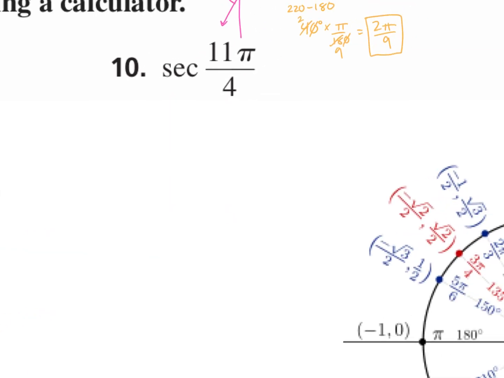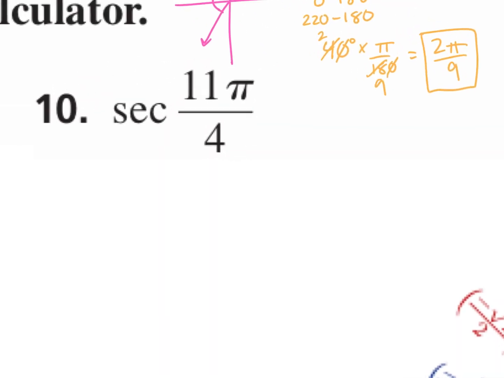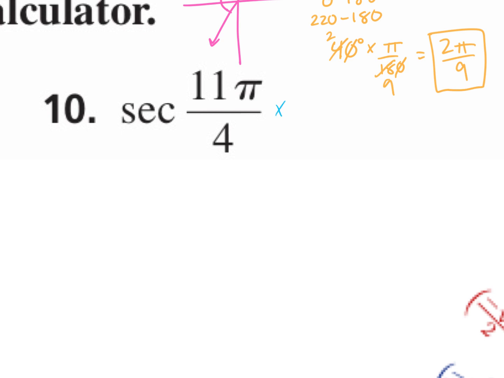So let's do number 10. So we have a radian, so we want to convert this to degrees. So we're going to multiply it by 180 over pi. The pi's cancel. 4 goes into 180 45 times. So I have 45 times 11. If you don't know that off the top of your head, write it down. So 1 times 5 would be 5. 1 times 4 is 4. Bring a 0 down. 5, 4. So this would be 495.